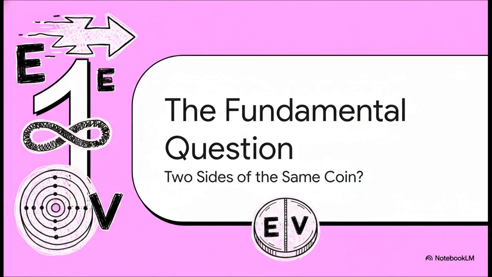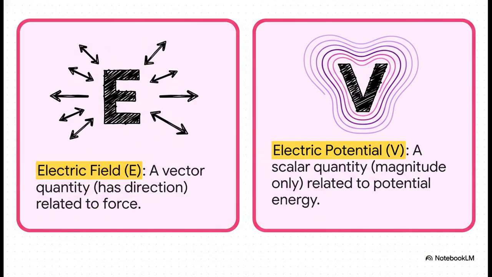So, how are they connected? This right here gets to the absolute core of it. The electric field, E, is what we call a vector. That's just a fancy way of saying it has both a strength and a direction. It's like saying the wind is blowing 15 miles an hour east. But potential, V, is a scalar. It's just a number, a magnitude. It's like temperature. It just tells you it's 20 degrees right here. It doesn't have a direction. And that difference, it's a really big deal.